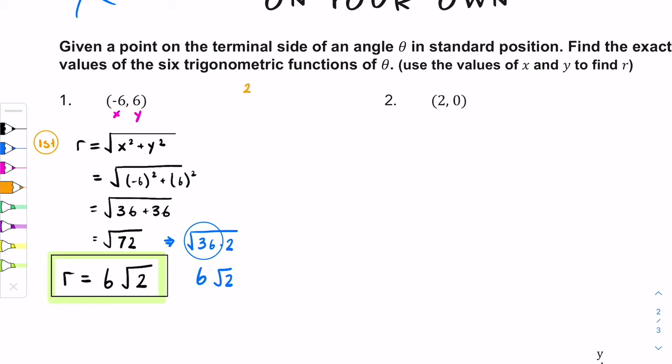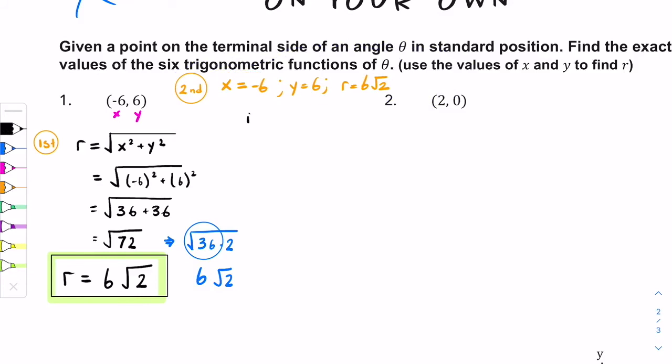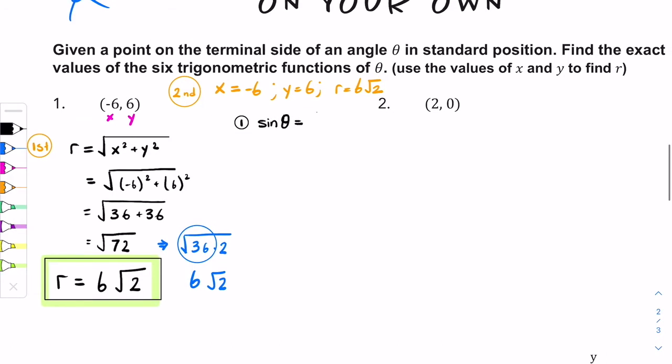Once we find that value, the second step is to find your 6 trig values. To find the 6 trig values, you use the fact that x is negative 6, y is positive 6, and r is what we just found as 6 times the square root of 2. Starting with sine of theta is equal to y over r, which is equal to 6 over 6 times the square root of 2.